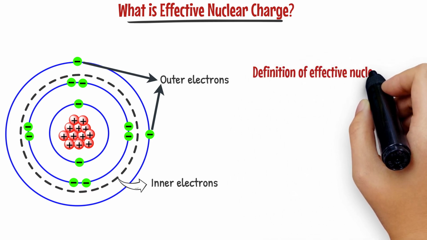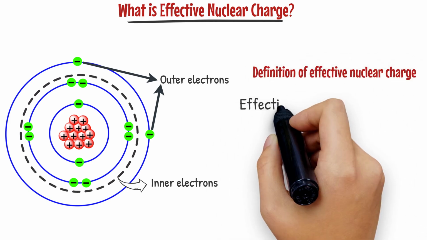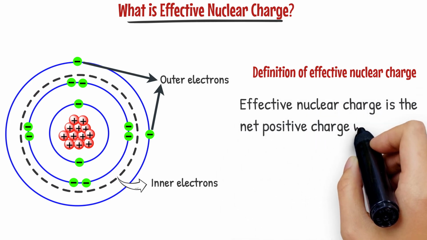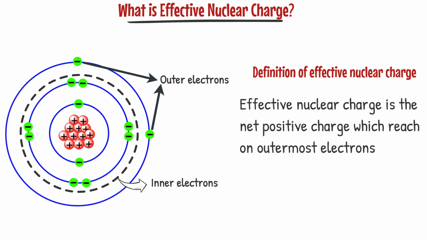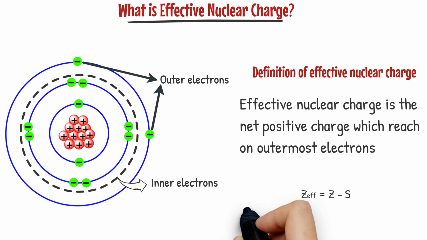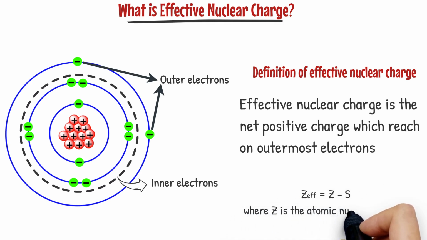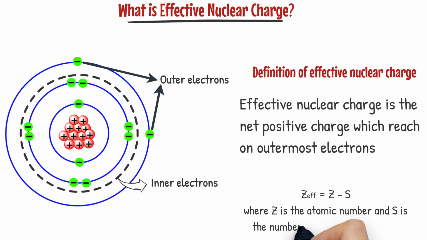Definition of effective nuclear charge. The effective nuclear charge is the net positive charge which reaches the outermost electrons. It can be approximated by the equation Zeff equals Z minus S, where Z is the atomic number and S is the number of shielding electrons.